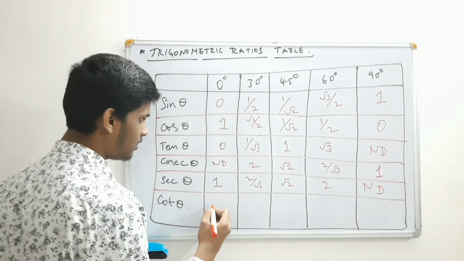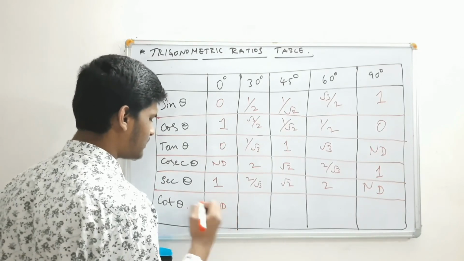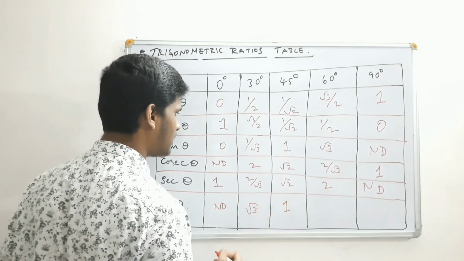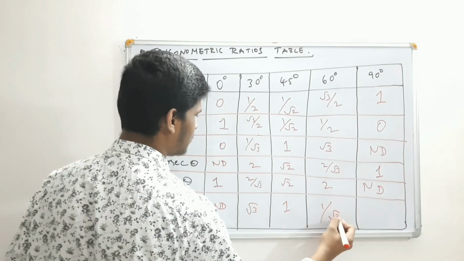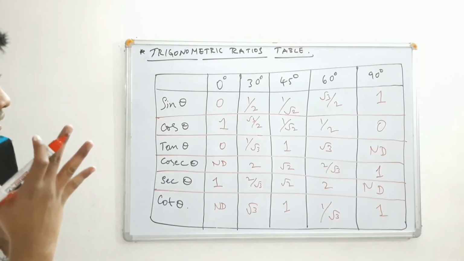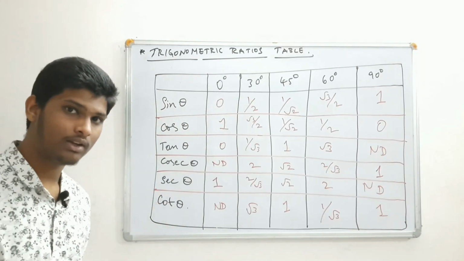So for cot we got this one as not defined for 0 degree, and then here we got root 3, again here the same, so this is root 3 and this is 1. So these are the values we found today.